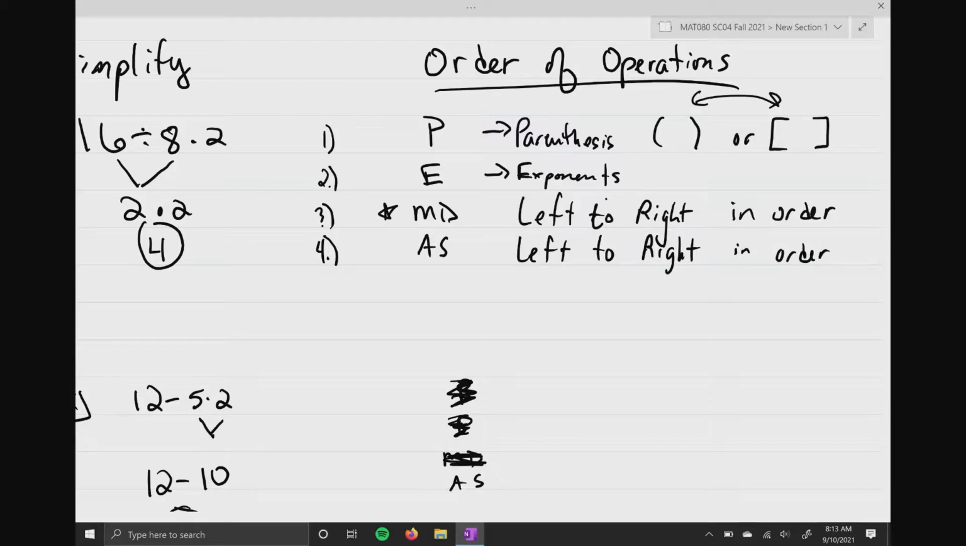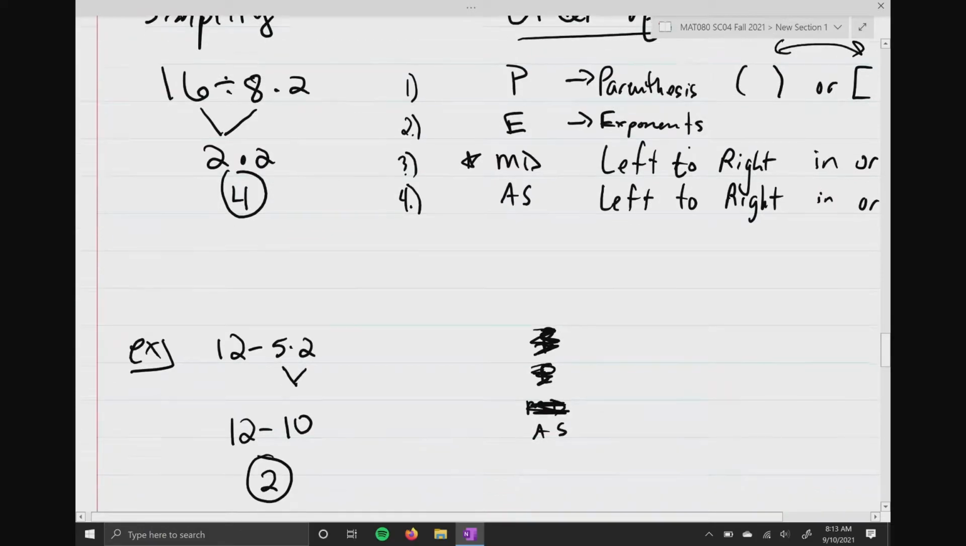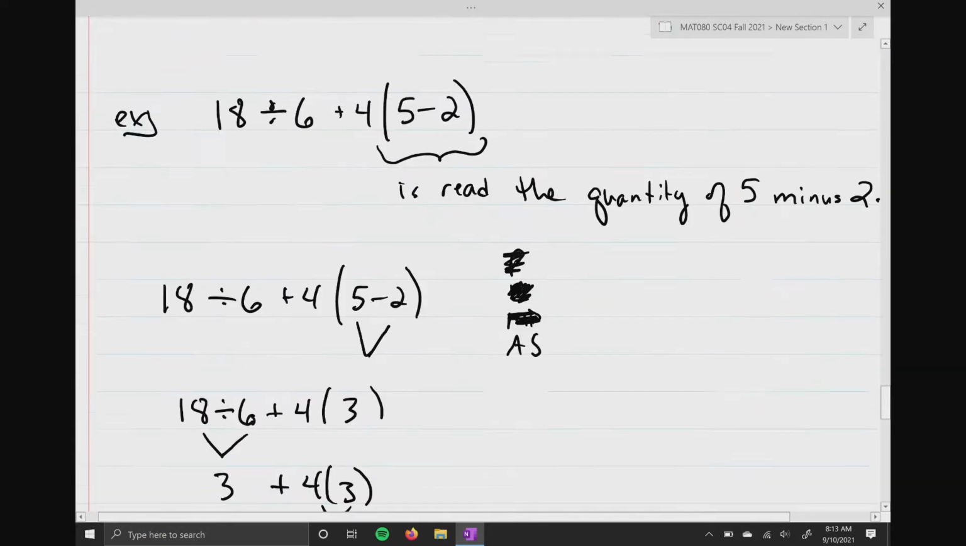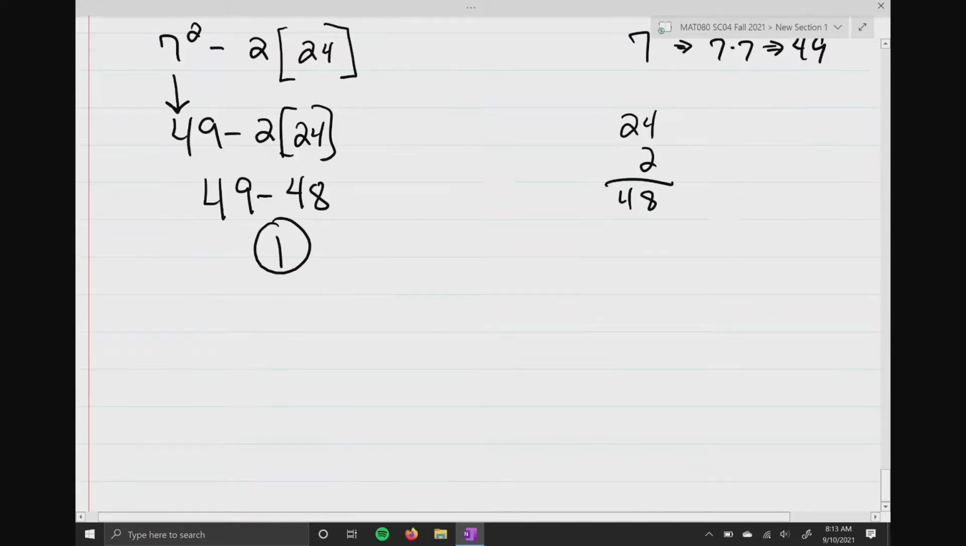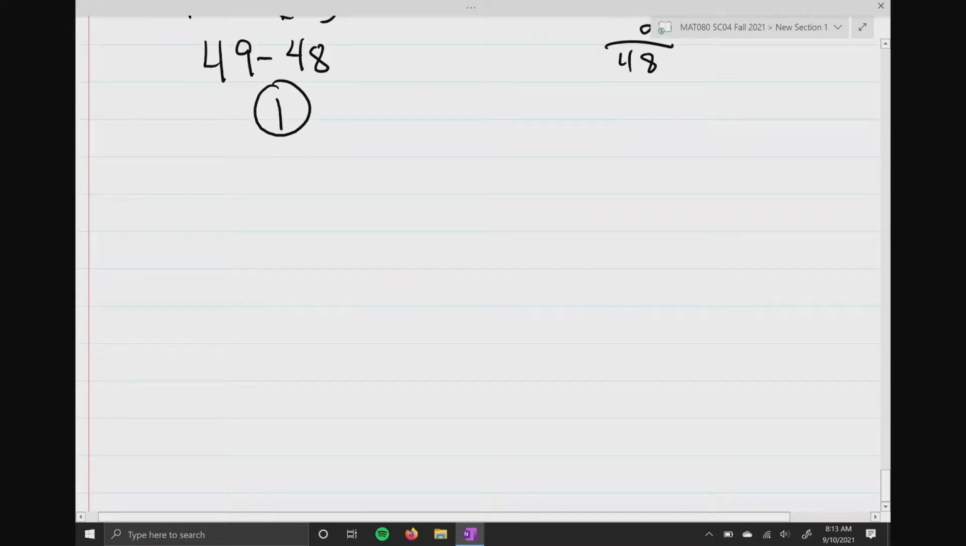And then to finish up the day, what we did is just a bunch of different examples. Okay? That's all we did, just a bunch of examples. So before we move on to the next section, which we're going to do today, I want to just give you a problem with the order of operations.